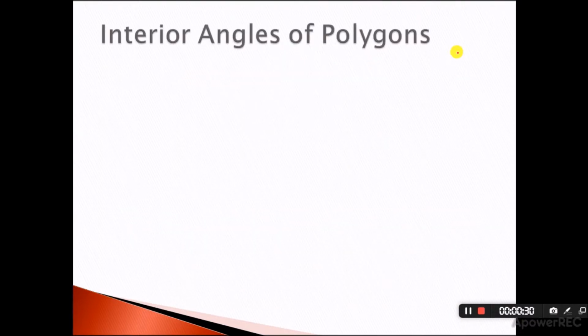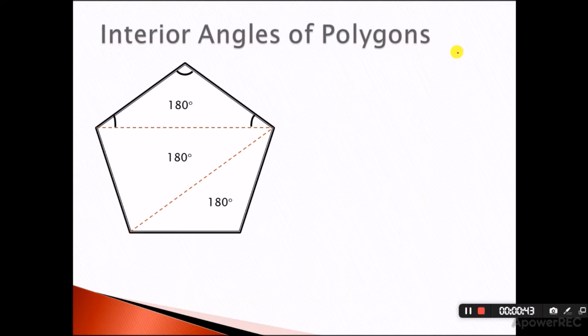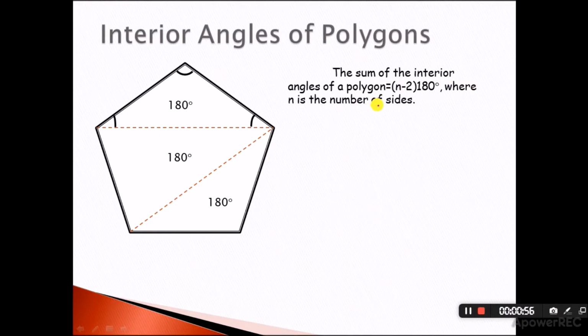Interior angles of polygons. When we say interior, it's on the inside, inside of the polygon, inside angles. Let's have this pentagon with its diagonals, dividing it into triangles. The sum of the interior angles of a polygon is n minus 2 times 180. As you can see, we've divided this pentagon into 3 triangles. That's n minus 2 times 180.